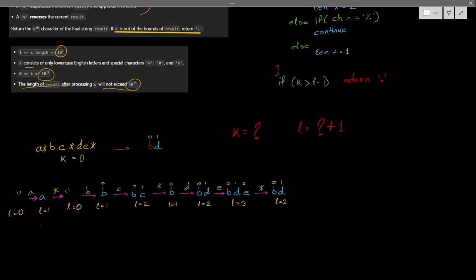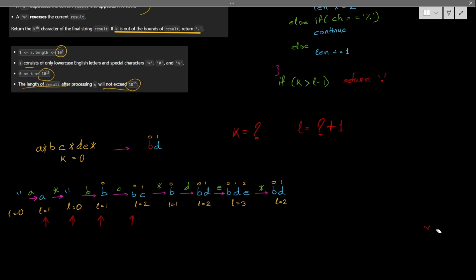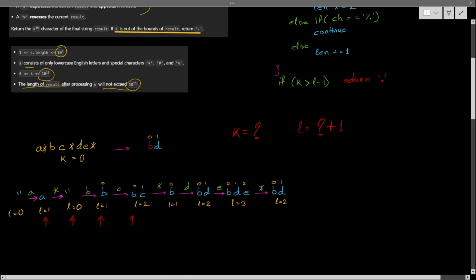But if I start from the beginning, it is 0, then again 1 to 0, so again it becomes 1, then becomes 2. It could be like a star, a star, a star, like that, right? So that time it becomes a, then again nothing, a, again nothing. This is how it will iterate, right? So from the beginning I cannot calculate. Correct. That's why I'm iterating from right to left. Hope you are getting it.